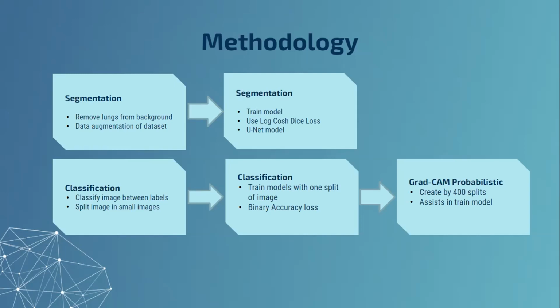The weights were initialized in the logistic distribution in training using the log cost dice loss function, with a learning rate of 0.001, reducing by a quarter when the validation error plateaus.